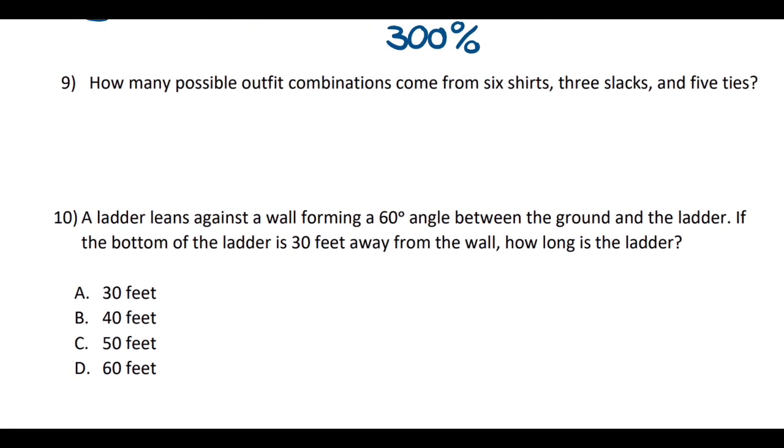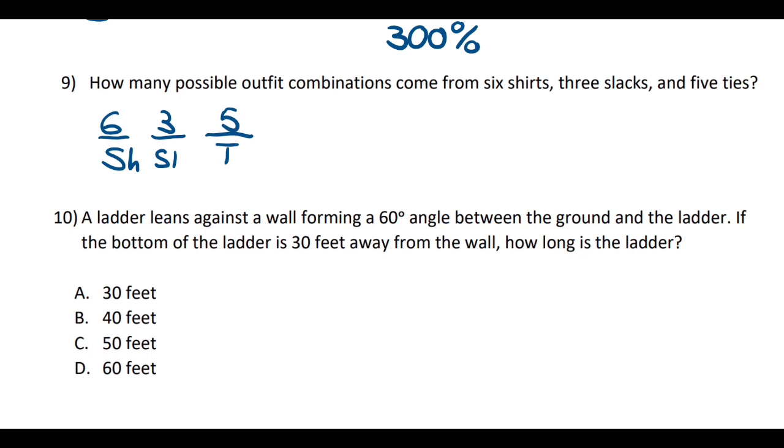Number 9. How many possible outfit combinations come from 6 shirts, 3 slacks, and 5 ties? Whenever we're trying to find the total number of combinations, you have to have a slot for each entry, in this case, for each article of clothing. So the first one will be shirts, the second one will be slacks, and the third one will be ties. You're going to write the total number available for each of these sections. There's 6 shirts available, there's 3 slacks available, and there's 5 ties available.